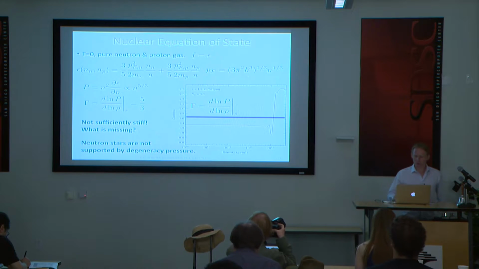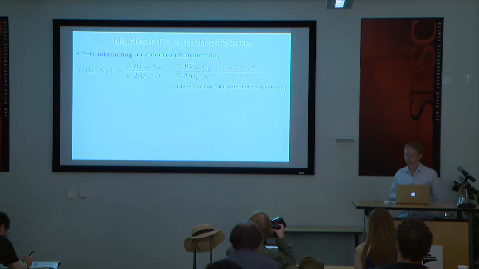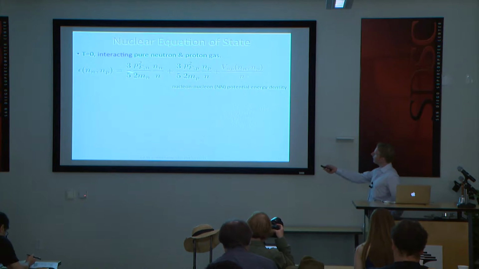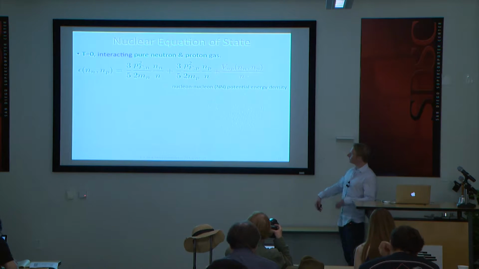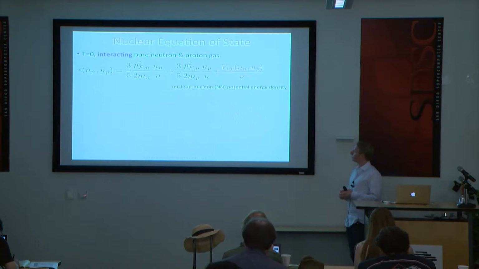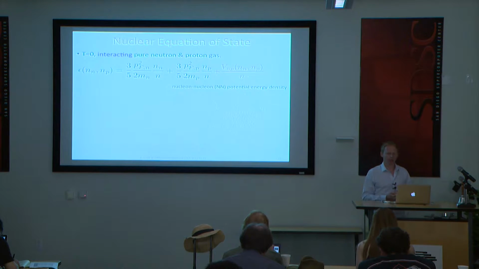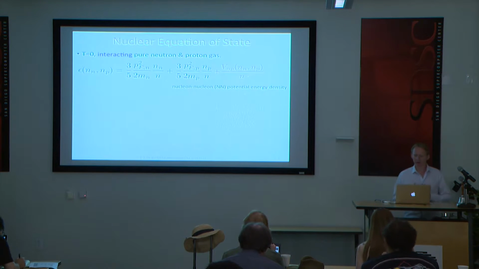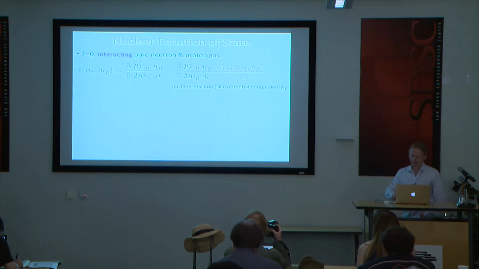And that has to do with the nucleon-nucleon interaction. So really, we have to have an interacting gas of neutrons and protons. And that's the simplest way of writing it. You have just the Fermi energies of the neutrons and protons. And then you have an interaction potential, the nucleon-nucleon potential. And that's where all the interesting nuclear physics comes in.